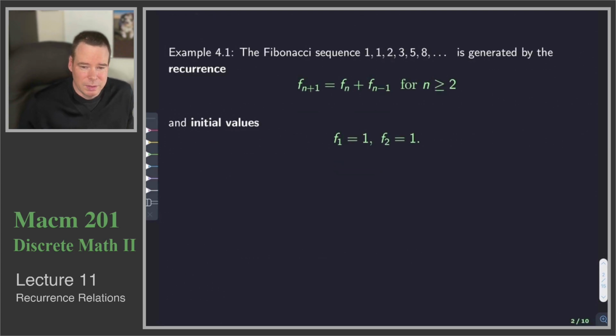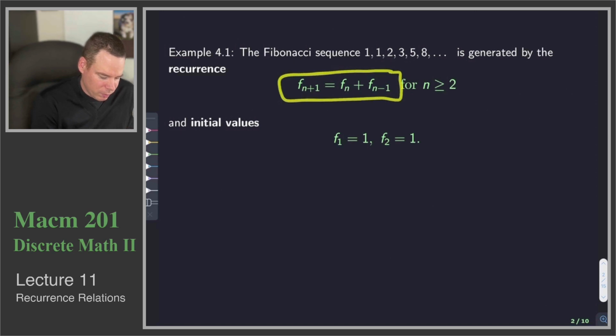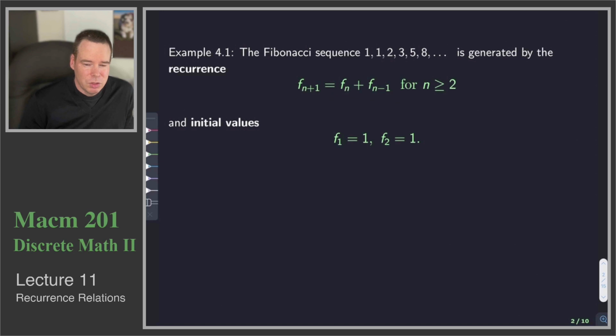So let's get to our first example. The Fibonacci sequence is the sequence given by 1, 1, 2, 3, 5, 8, and so on. And what does the "and so on" mean? It means that the sequence is generated by this relationship, that each term is the sum of the previous two terms.